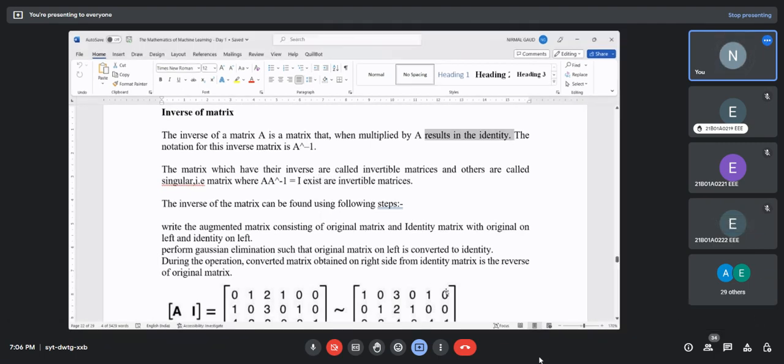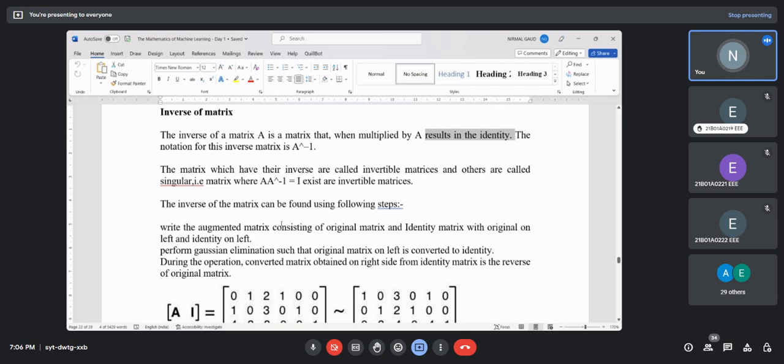So how to calculate the inverse? The matrices which have their inverse are called invertible in nature, and others are called singular matrices. Remember, every word is used technically here. A matrix whose inverse can be calculated is called invertible, and others are called singular matrices. Now, as told above, A multiplied by A inverse is equal to identity. Yes, we know that. We are going to get an identity matrix.